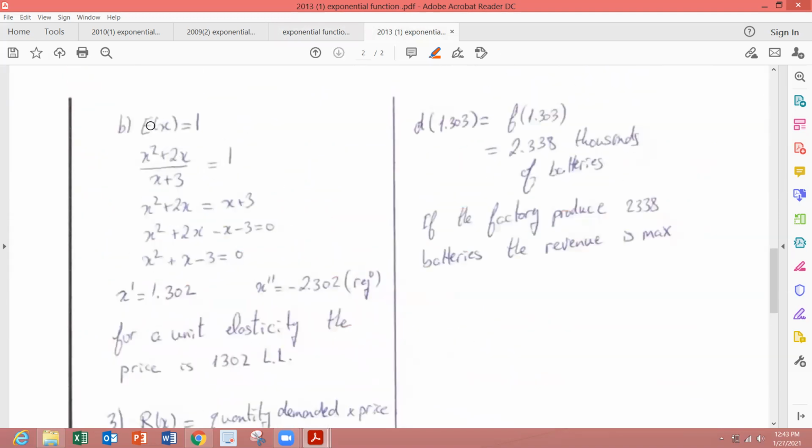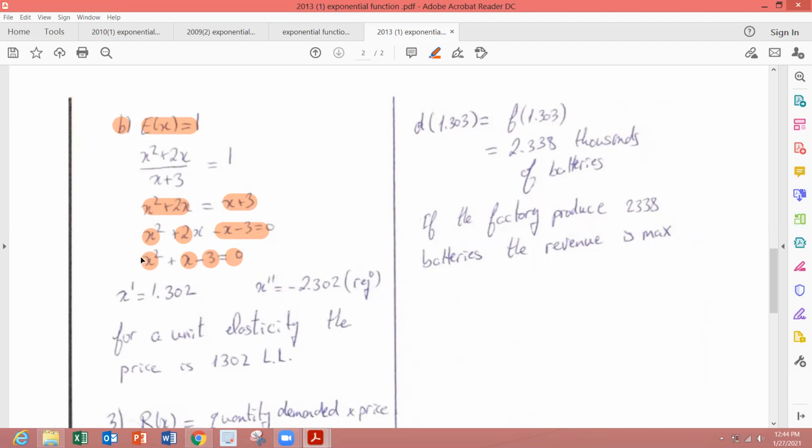So EX equals 1. EX is determined in the previous part as x squared plus 2x over x plus 3 equals 1. Cross multiplying, we get x squared plus 2x equal x plus 3. I bring all of them to one side: x squared, 2x minus x is x, minus 3 equal to 0.